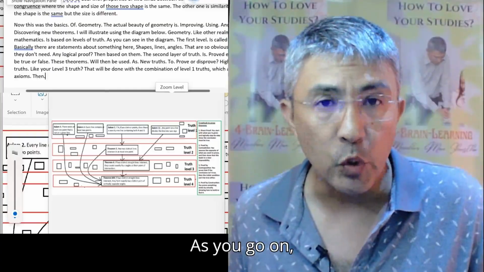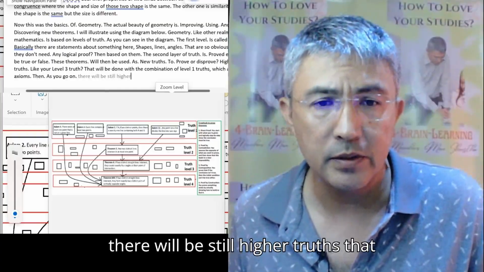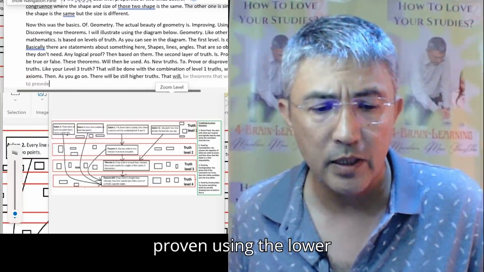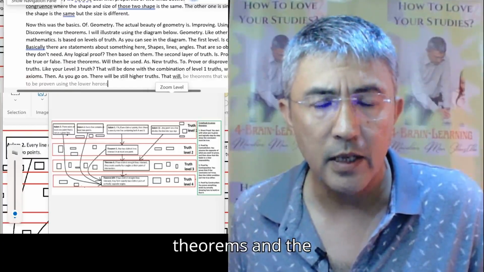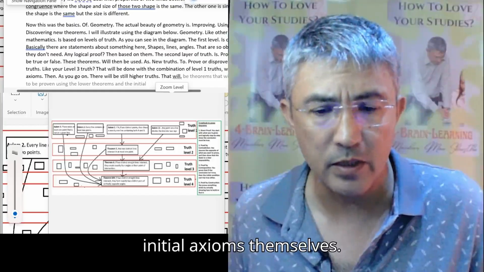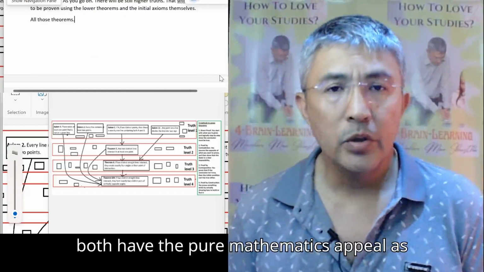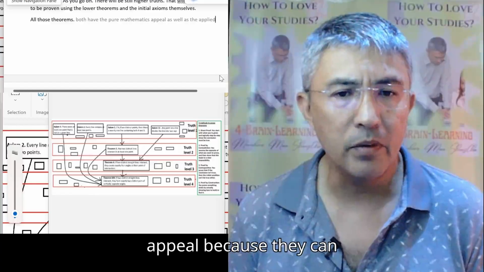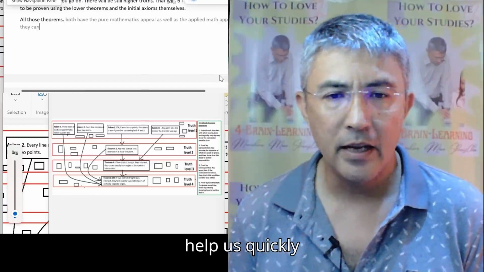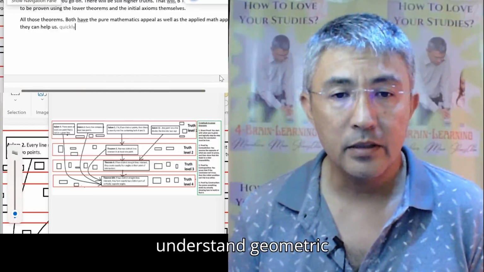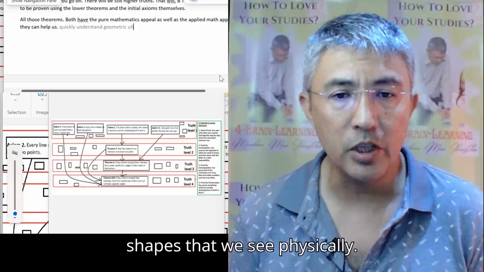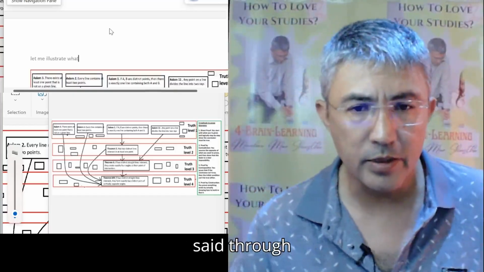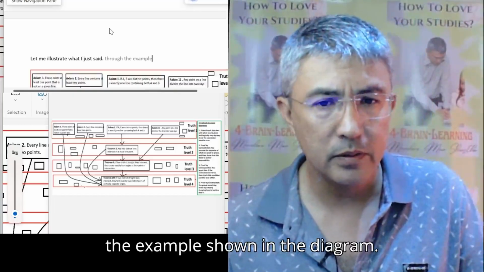Then as you go on, there will be still higher truths that will be theorems that will be required to be proven using the lower theorems and the initial axioms themselves. All those theorems both have the pure mathematics appeal as well as the applied math appeal, because they can help us quickly understand geometric shapes that we see physically. Let me illustrate what I just said through the example shown in the diagram.